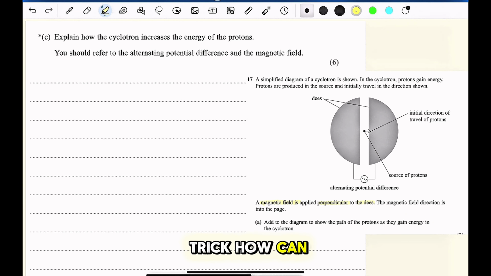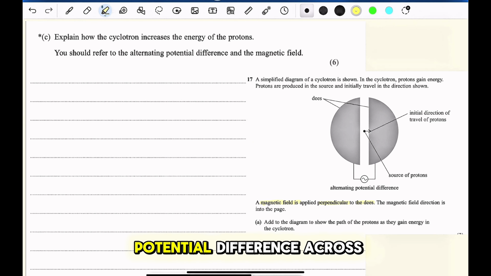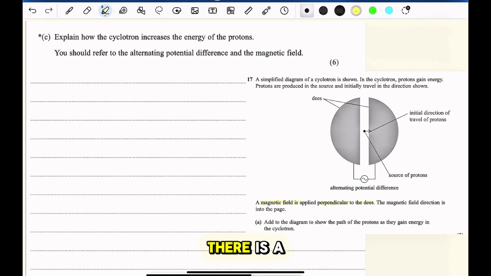Here is the trick. How can I get 6 out of 6? Before answering the questions, you have to remember these keywords. There is a potential difference across the Ds. There is a gap between the Ds to allow the presence of the electric field between the 2 Ds. There's an acceleration and an electrostatic force as well. There is a magnetic field which is perpendicular to the Ds, or to the path or velocity of the accelerated protons.